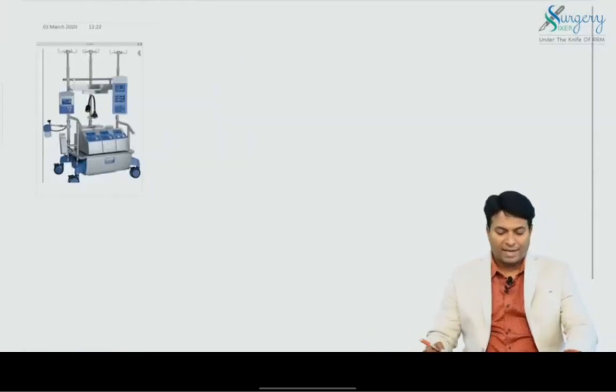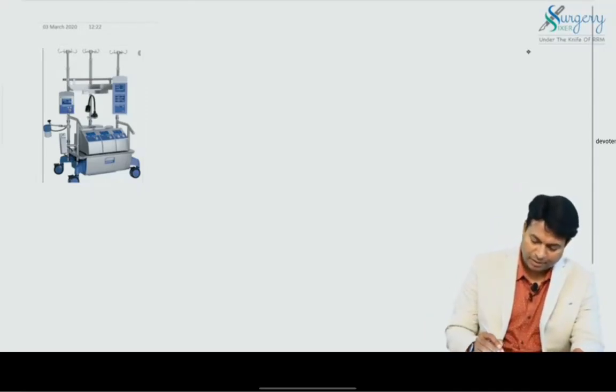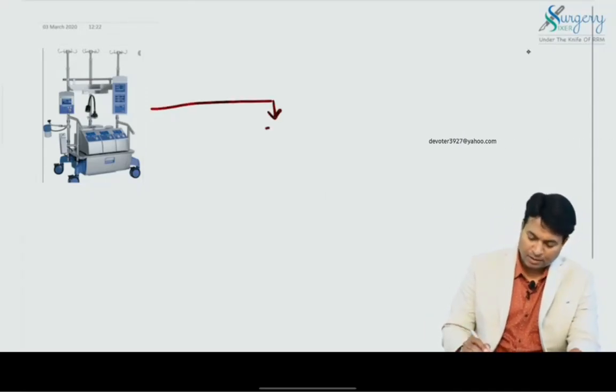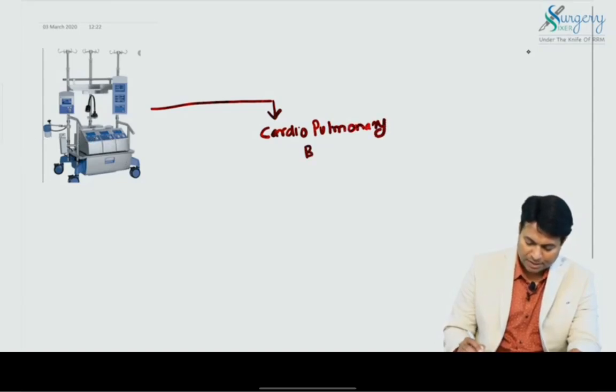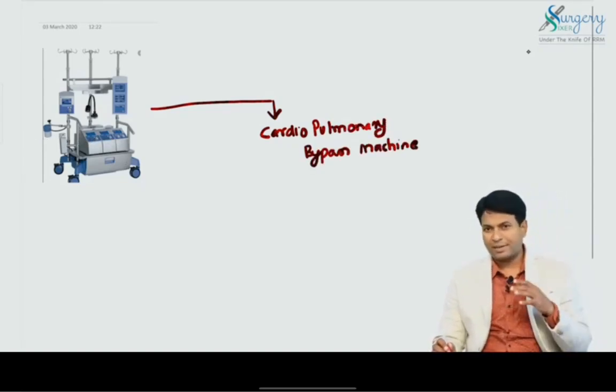When we discuss cardiac surgery, first of all, you should know what this machine shown here is. This is an expected image-based question. This is the cardiopulmonary bypass machine. There is an enormous discussion about this machine and its principle. When you start cardiothoracic surgery, the initial discussion is on this topic alone, cardiopulmonary bypass.